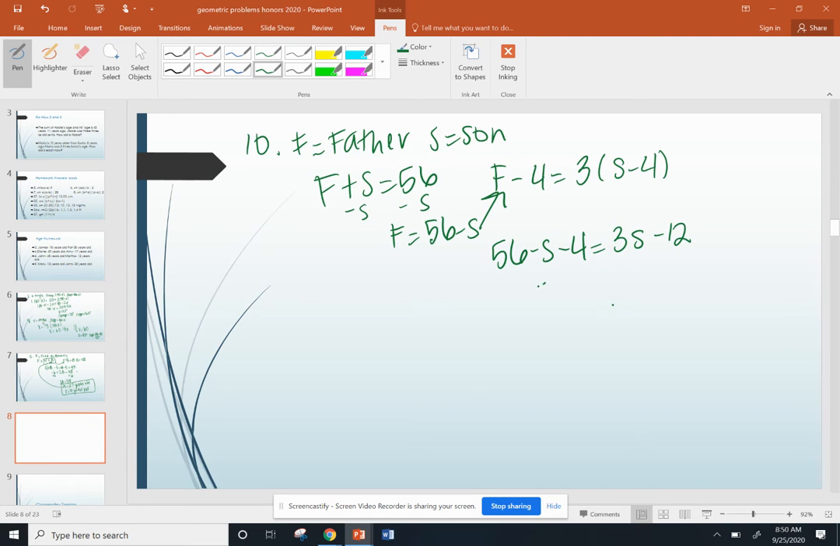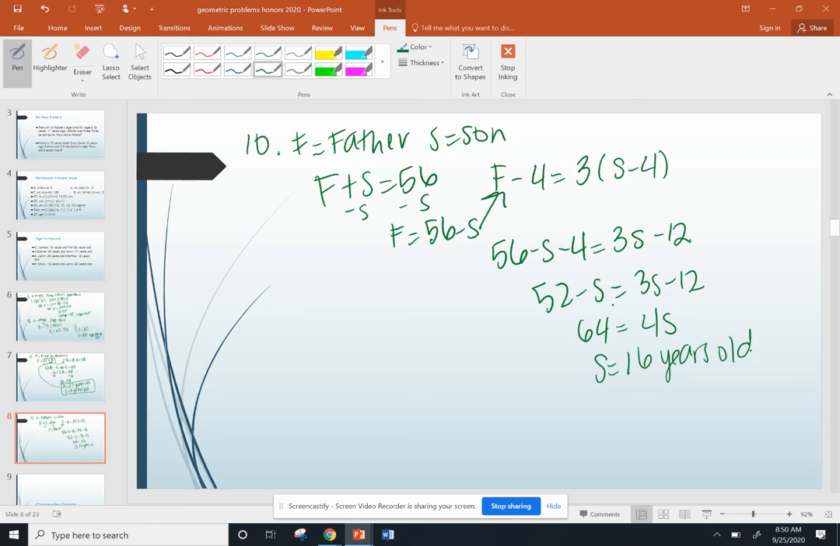So this becomes 52 minus S equals 3S minus 12. Add S, so we get 4S. Add 12, we get 64. So 64 divided by 4 gives me S as 16 years old. So if he's 16 years old, you plug it back in, and we get 56 minus 16, which is 40. So the father is 40 years old.